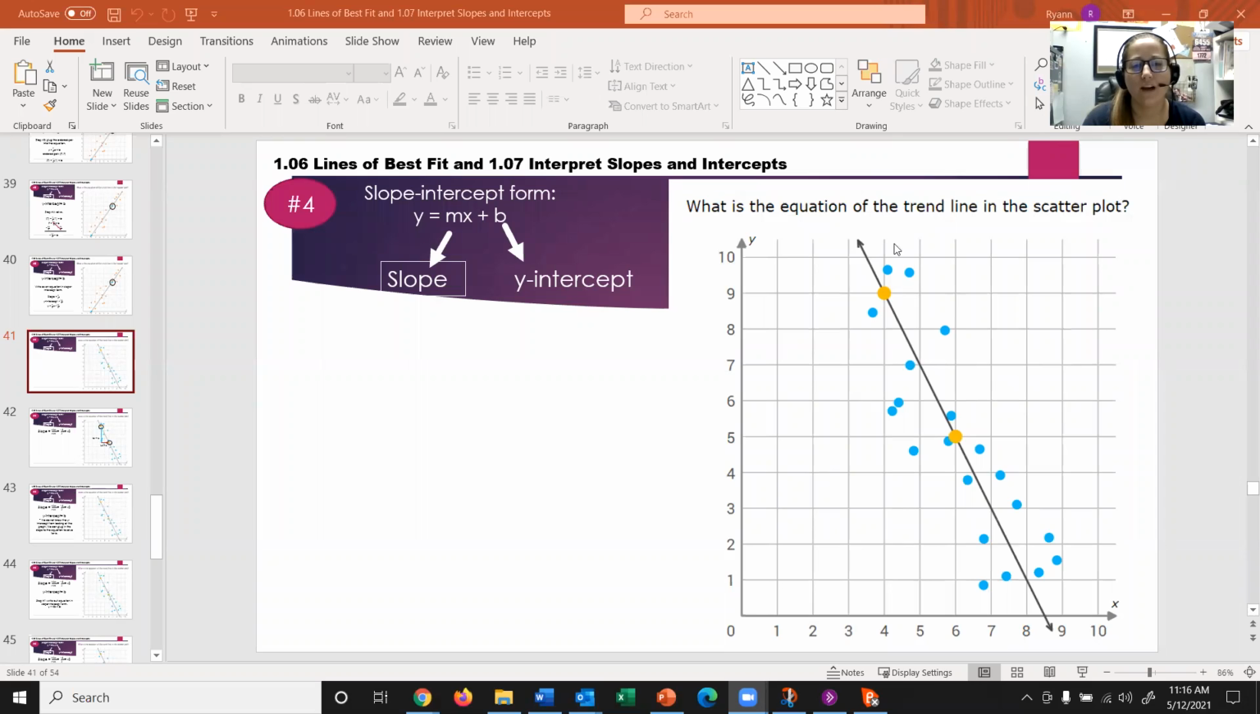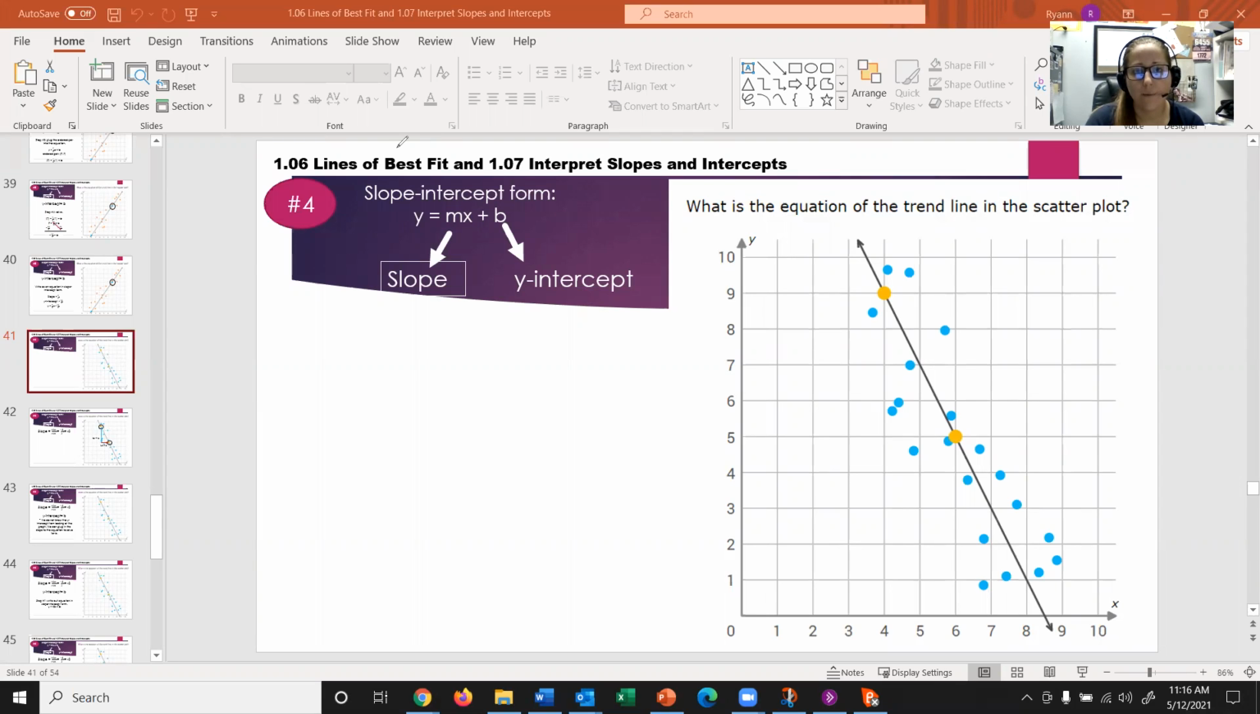I wanted to provide some additional examples for this IXL assignment with lines of best fit and finding the slopes and the intercepts and then writing the slope intercept form of the best fit line. Okay, so it's important to remember that slope intercept form is y equals mx plus b.